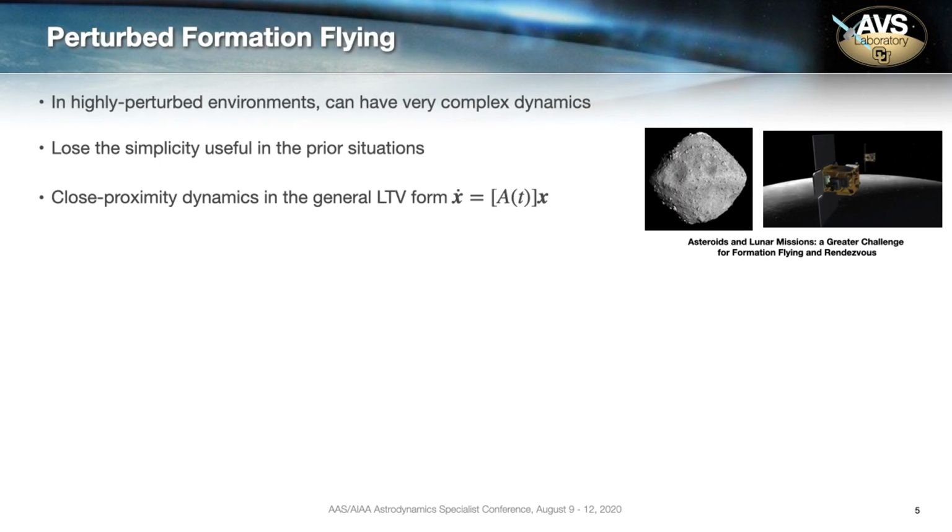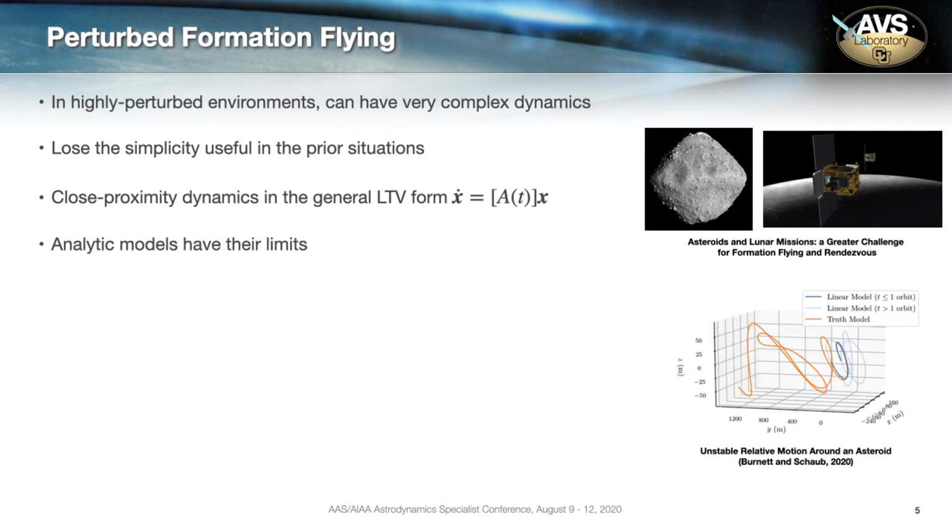By contrast, in asteroid orbits and in some lunar orbits, we are likely to encounter more complexity and difficulty. When you add many large perturbative effects, the simplicity in relative motion analysis from prior situations seems lost, and all you can generally say is that the relative motion dynamics will have some linear time-varying form, the details of which depend on the perturbations and the choice of coordinates. It's difficult to derive analytic models that account for the combined and large effects of perturbations for long time spans.